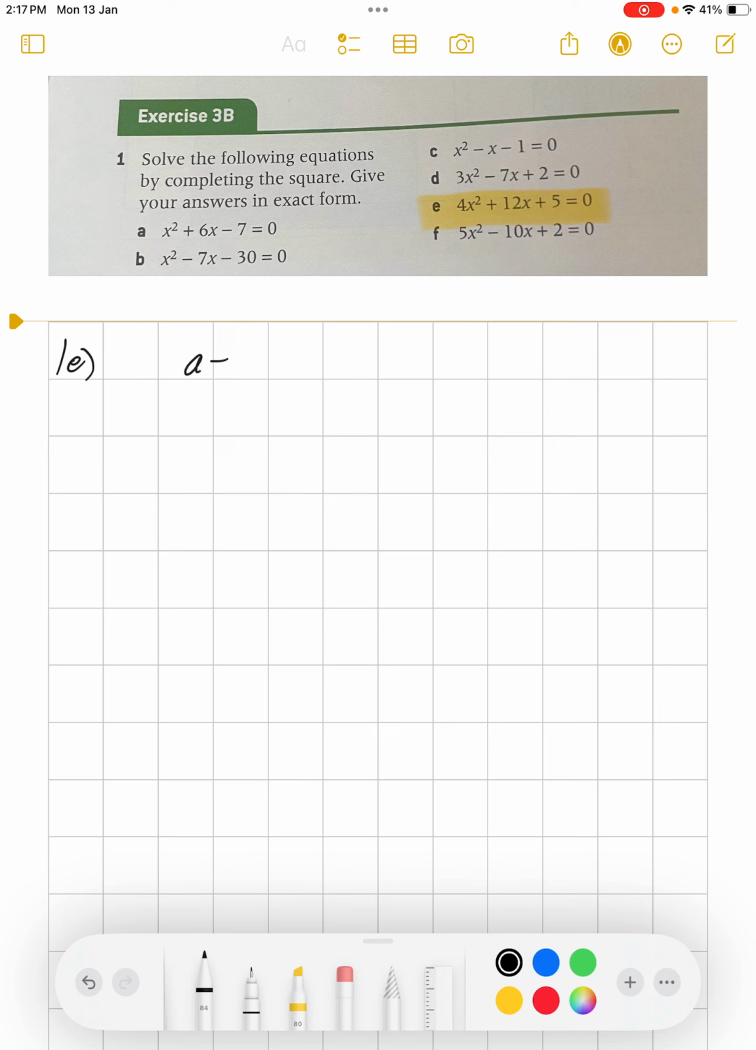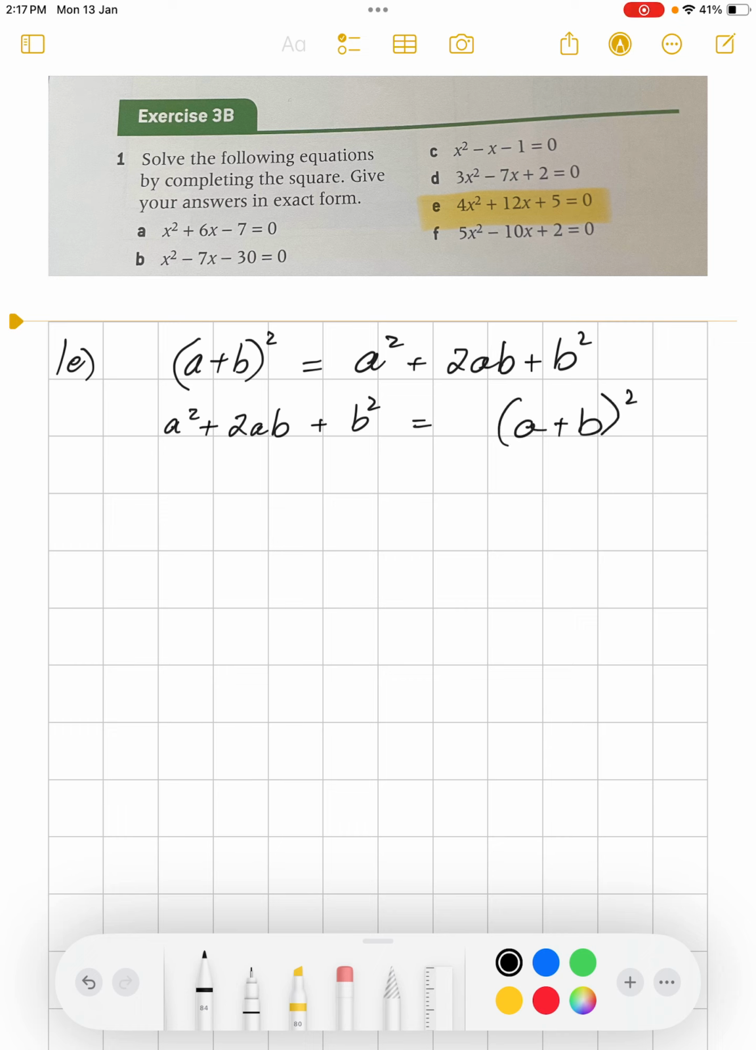Now, completing the square uses the idea that (a plus b) squared is equal to a squared plus 2ab plus b squared. So what we're going to do is get our form that makes it look like 2ab, and we're going to replace that with (a plus b) squared in our steps.